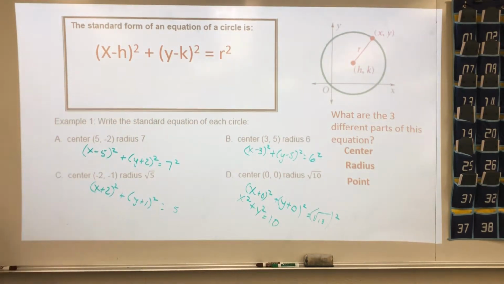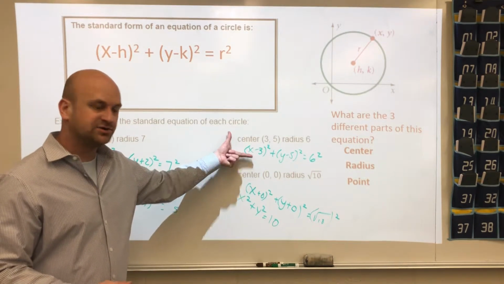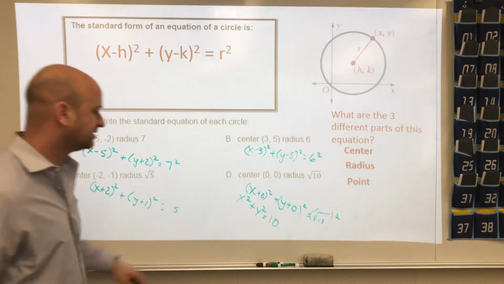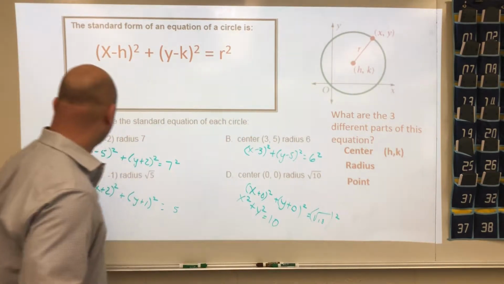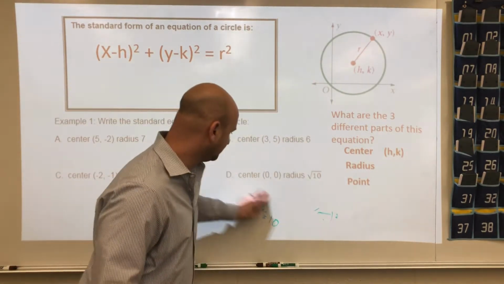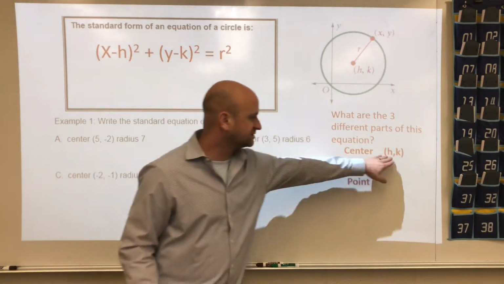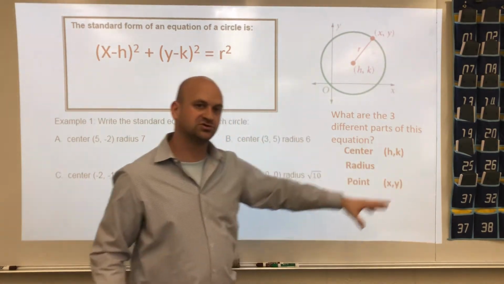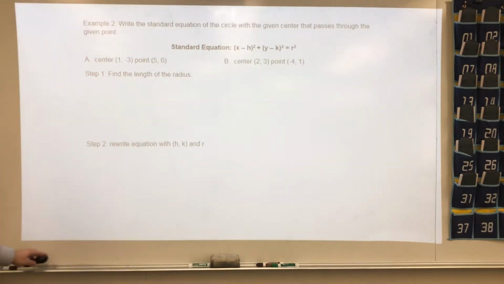And so now we have these basic problems of how to take the values and get it into equation form. And we're going to look at some other examples here in a second and see how we do that. Okay, so again, just to talk about the three parts of the equations, we have the center, which is going to be h, k of the equation, the radius, and then we have the point, which would be the x, y value.